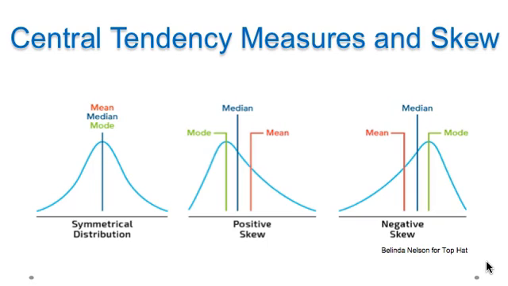So let me show you this. So what you'll notice is here, in a symmetric distribution, the mean is equal to the median. In a positive skew, the mean is larger. It's to the right of the median, which means it's larger than the median. In a negative skew, the mean is smaller than the median. It's to the left of the median, which makes it smaller than the median.